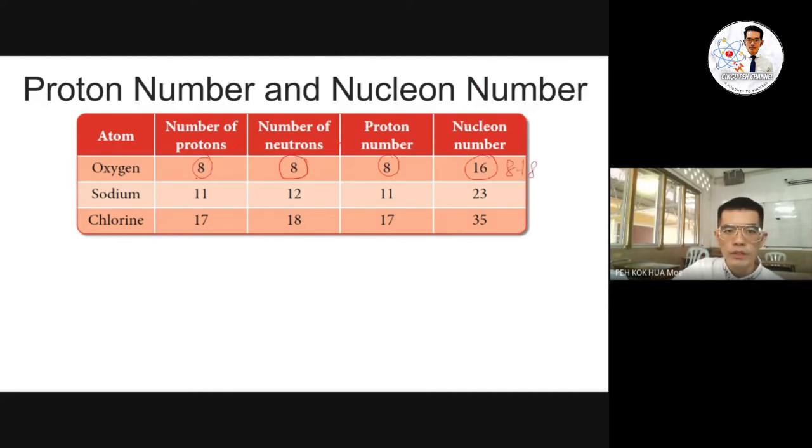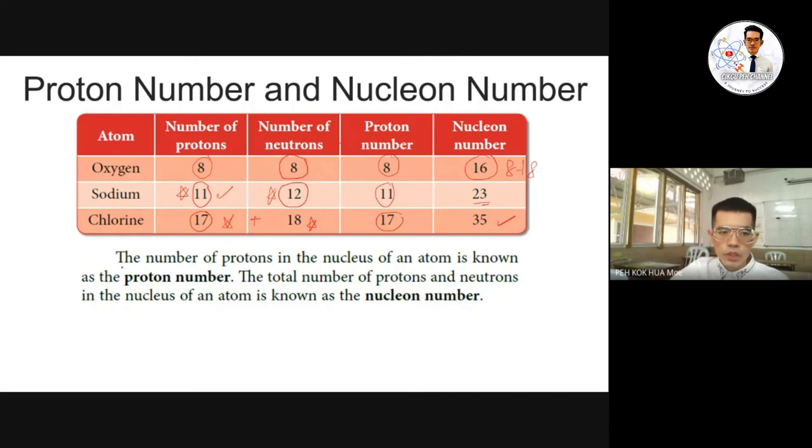Sodium consists of 11 protons and the number of neutrons is 12. So the proton number follows the number of protons, which is 11 here, and the neutron number will be the addition of the number of protons, 11, and neutrons, 12. So you get 23. Here we have another example, chlorine. We have 17 protons, so the proton number would be the same as the number of protons, which is 17. And the neutron number will be the addition of the proton number and the number of neutrons. So we get 35.